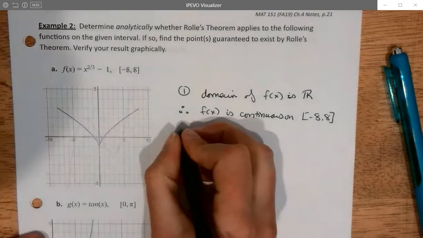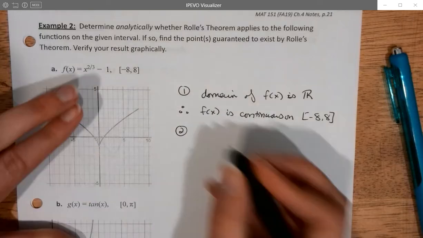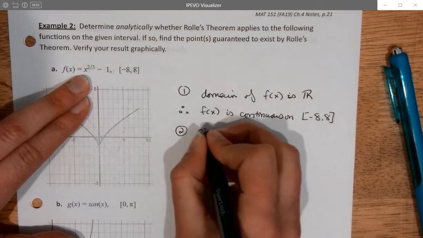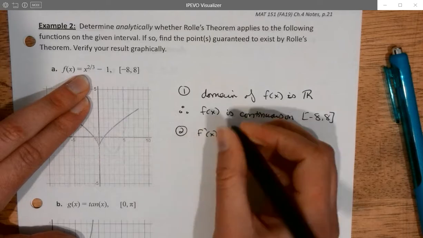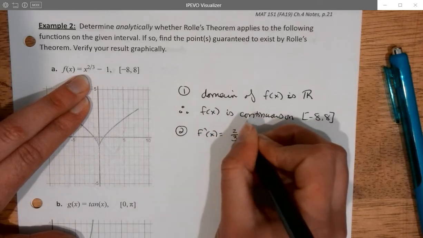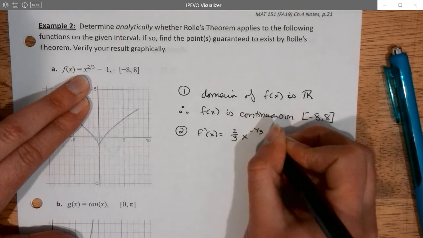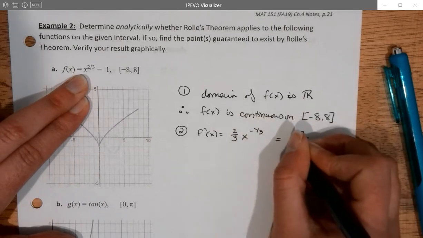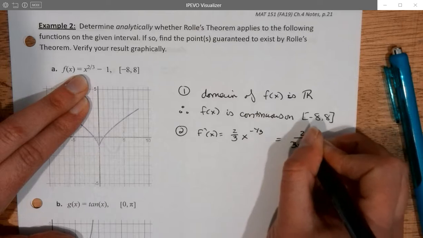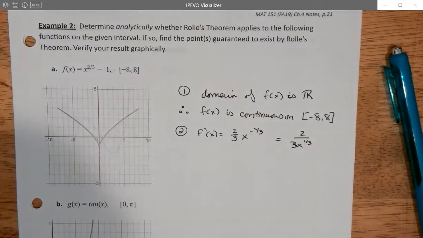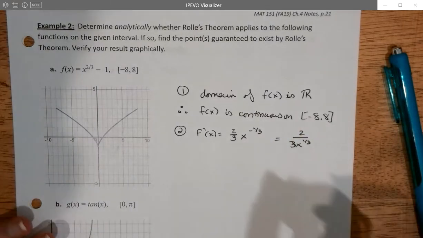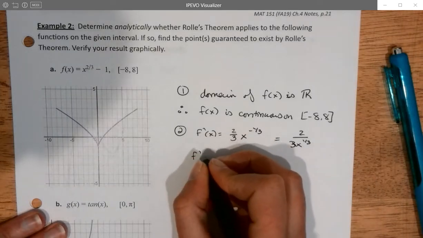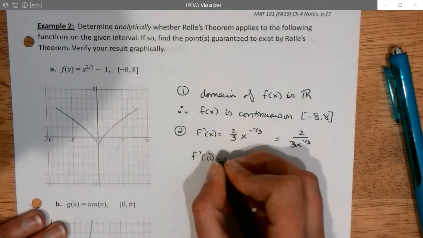Now, second, we need to talk about differentiability. So let's find the derivative. And so the derivative, f prime of x, is 2/3 x to the negative 1/3. That's the same thing as 2 over 3x to the positive 1/3. Okay, now that's not continuous at 0. So f prime of 0 fails to exist.